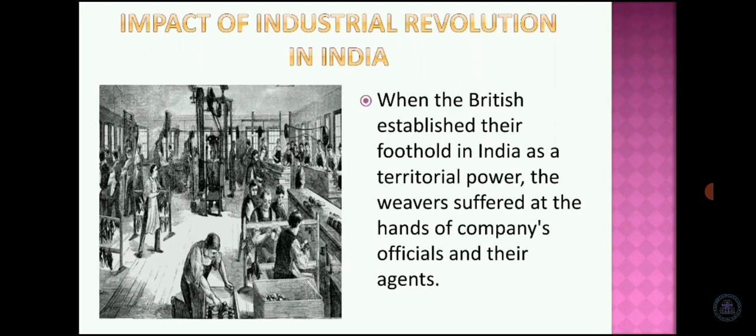The weavers of Bengal suffered at the hands of the Company, that is, the British East India Company's officials and their agents. Due to loss of market for hand-woven cotton goods, India lost her old industrial position and became an exporter of raw material.